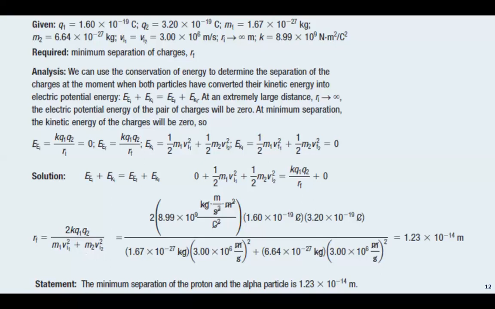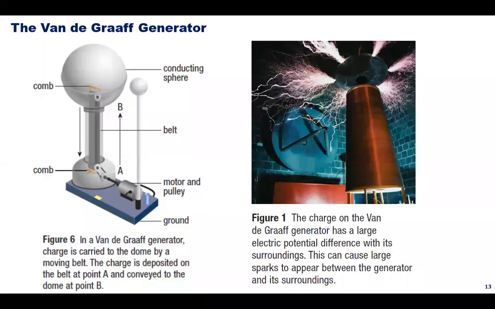Okay, any questions? If no questions, again, let's revisit the Van de Graaff generator. The Van de Graaff generator discussed earlier produces an electric potential on the conducting sphere or dome by separating charge at one place and moving the charge to the conductor.